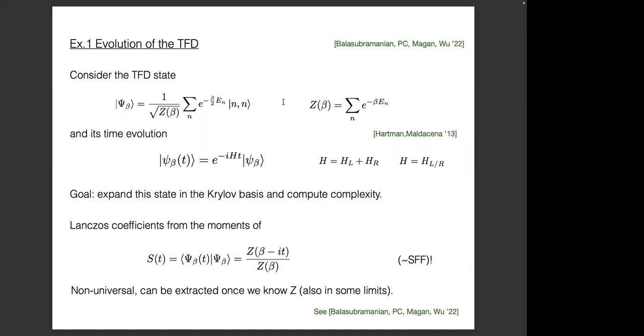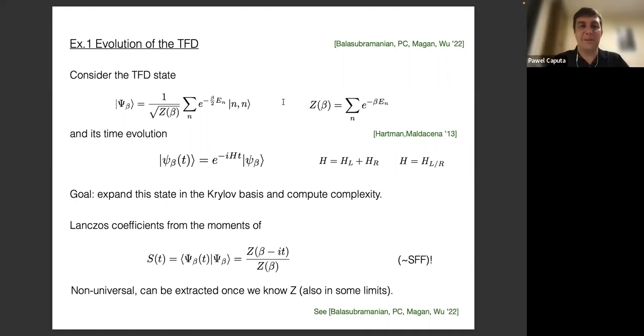Okay, thanks. So, as Nima already pointed out, we can actually use this construction to go to the states that I started with. Namely, the first example I'll give you is the evolution of the thermofield double. Let's say we take this thermofield double state with the thermal partition function Z of beta, and we do some non-trivial time evolution, e to the minus iHt, with some left plus right Hamiltonian, or only one left or right. Then the goal would be to expand the state in this Krylov basis and then compute complexity.